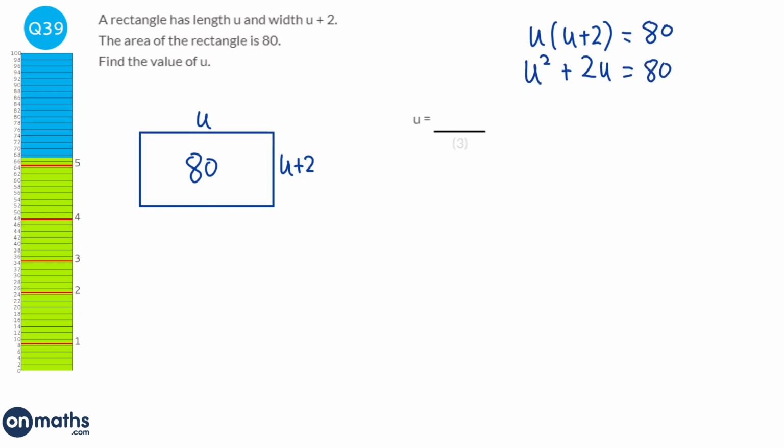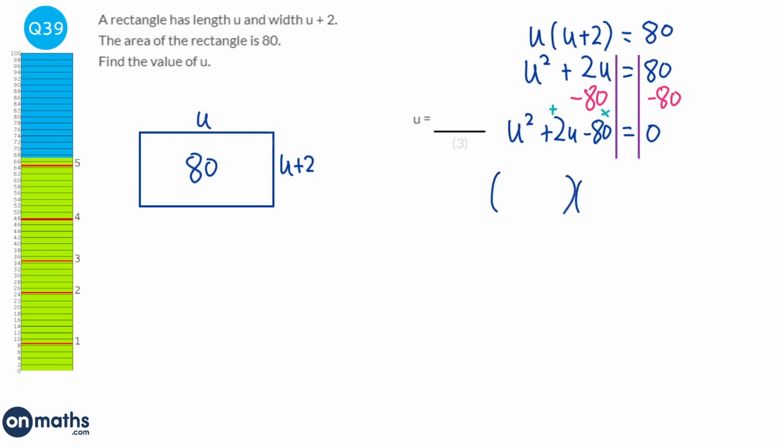And what we're going to do is we're going to put everything to the same side. So all I'm going to do here is subtract 80 from both sides. And so we've got u squared plus 2u minus 80 equals 0. Now we're going to be using quadratics, so we're going to factorize this. And so we need two numbers that add together to make 2 and times together to make minus 80. So I'm going to put my brackets out.